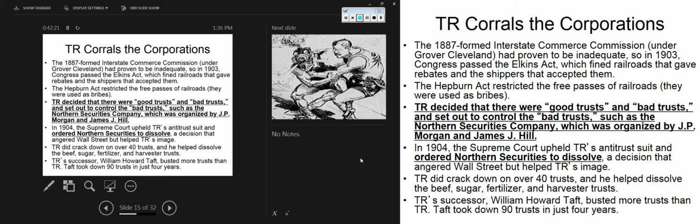So, regulations on the ICC, we have the Elkins Act that is going to outlaw the rebates and the shippers that accept them.